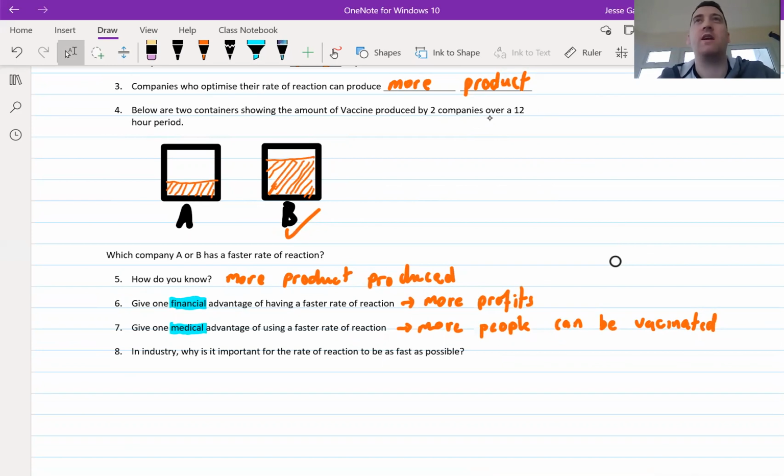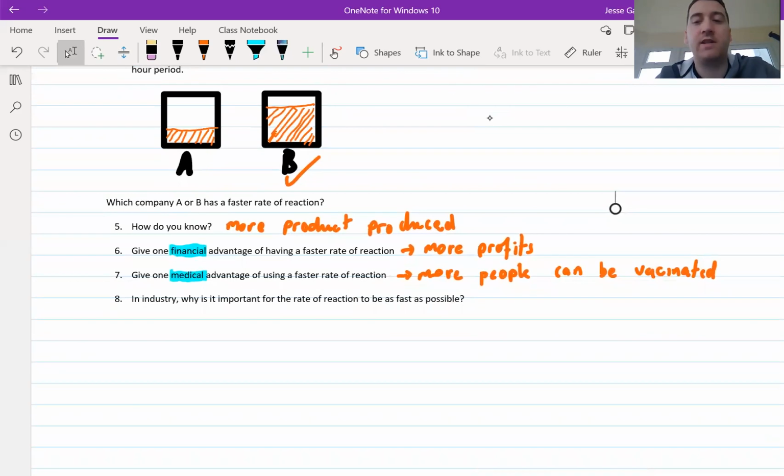And the thing that's slowing us down at the moment is that there's not actually enough vaccine. Ireland has delays at the moment. We're trying to get enough vaccine for everybody. If we had more supply of the vaccine, we'd be able to vaccinate people quicker. So if the companies could make it quicker, then we could vaccinate people quicker. So that's obviously a medical advantage. It might not just be vaccines, like I said, it might be anti-cancer drugs.